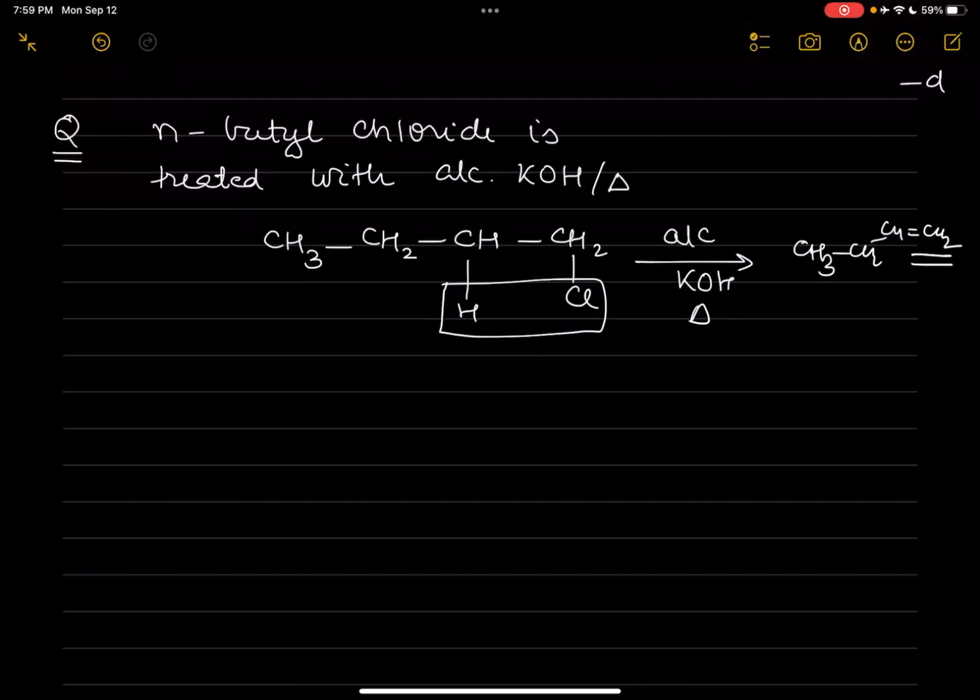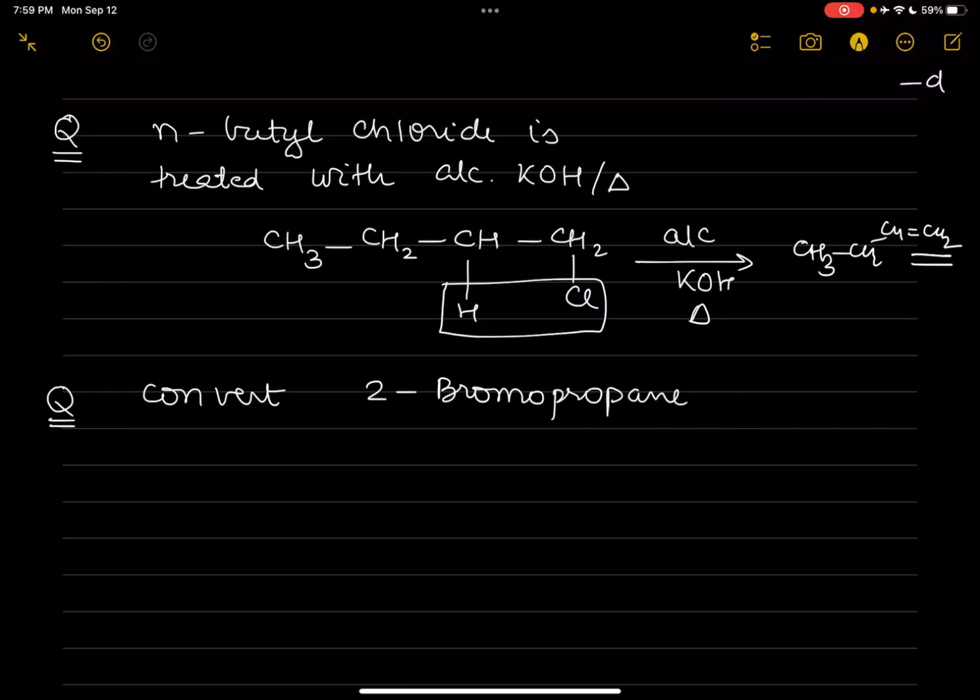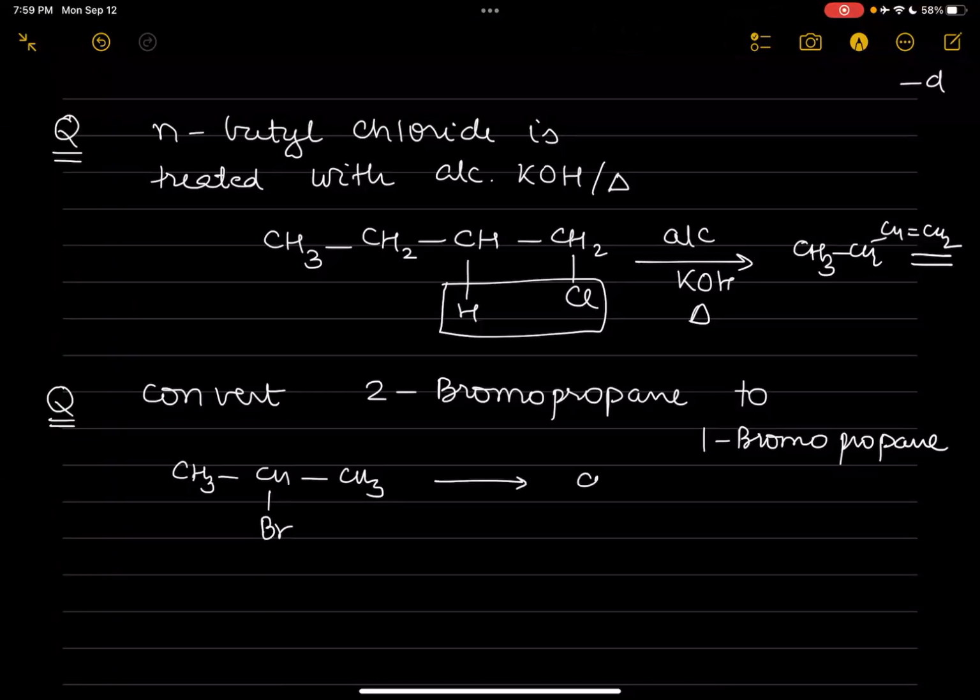So there is a question in your NCERT: how will you convert 2-bromopropane to 1-bromopropane? Let me write the structure. Propane, 3 carbon atoms, is 2-bromopropane, and you need to convert it into 1-bromopropane.